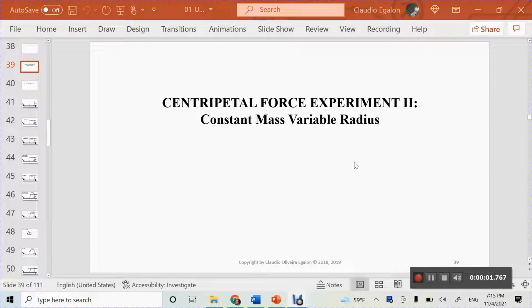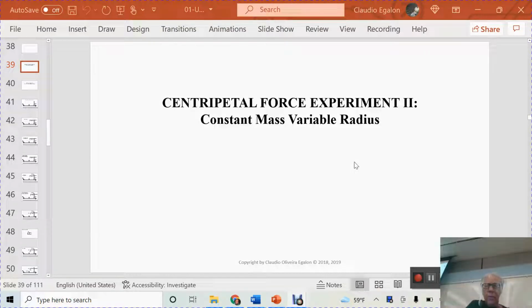Okay, today is November 4th, 2021, and we're going to do the experiment on centripetal force, the second part: centripetal force, constant mass, variable radius. Last time we did the constant radius and variable mass. Now we're going to switch it around, okay? To verify that equation for the centripetal force.